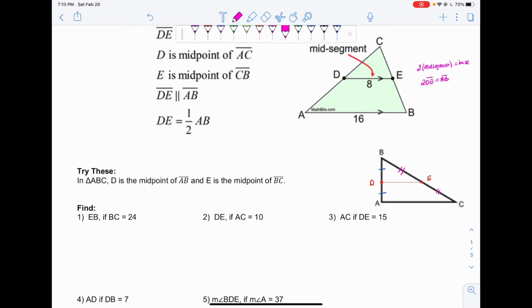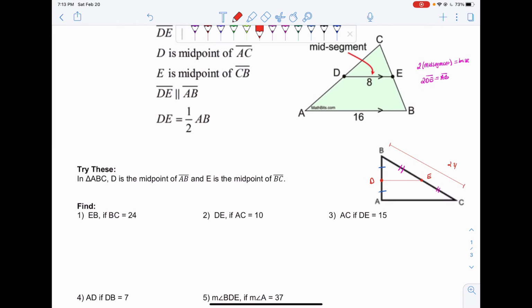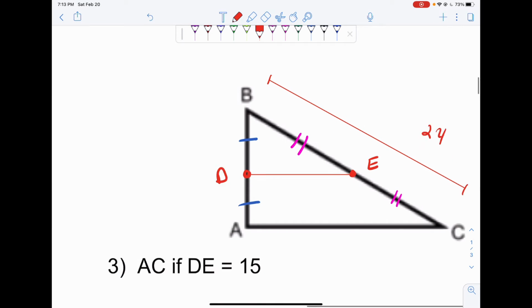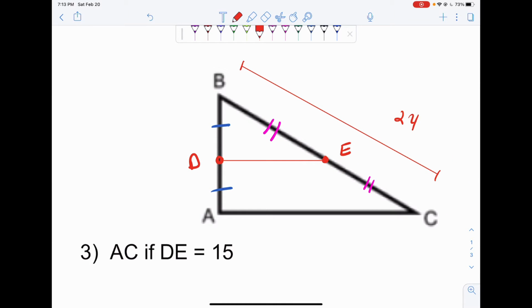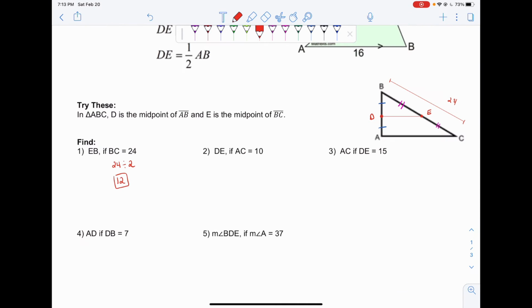Number 1: find EB if BC is 24. So if we look, BC is 24, and we want to know what EB is. Well, we know this whole segment is 24, and it's made up of 2 congruent pieces. So I can just do 24 divided by 2, and that'll give me 12. That's it.